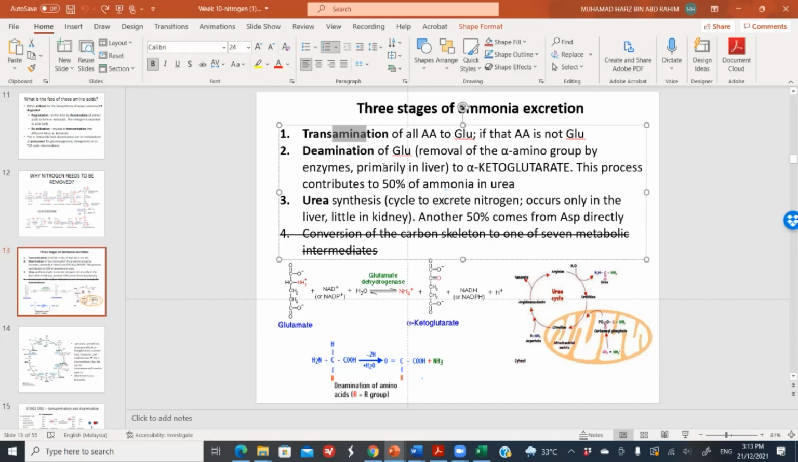The second rule is after we form the glutamate, we will undergo the process of deamination. Like I said earlier, if carbon dioxide is added, it is called carboxylase. If we remove it, we call it decarboxylase, right? So deamination means the removal of nitrogen. We remove this amine group from glutamate to form what we call alpha ketoglutarate.